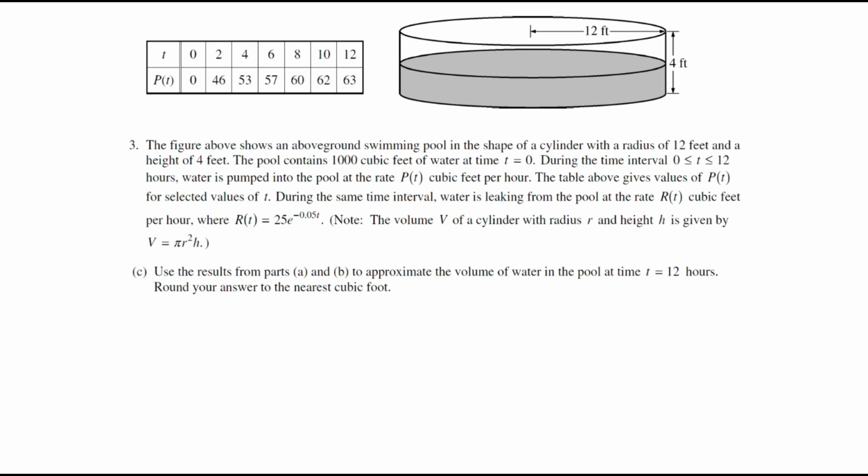In part C, it asks us to use the results from part A and B to approximate the volume of the water in the pool at t equals 12. Right? And so we know that it started at 1,000 cubic feet. And so all we have to do here is just do 1,000 plus our value that we got in part A, which was 660, and then minus our value that we got in part B, which is 225.594. You can use your calculator to do all that arithmetic if you want to.